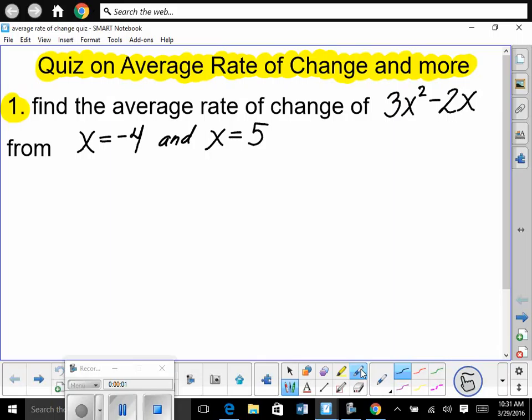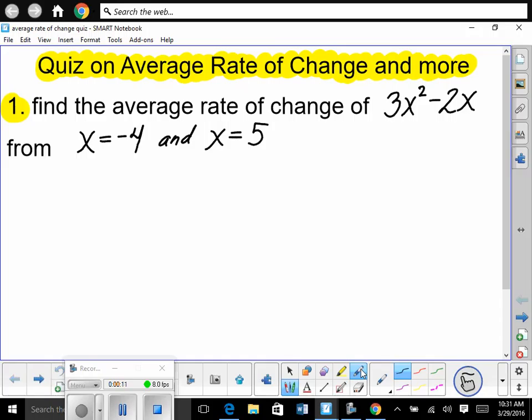Details. So, average rate of change and more. It wasn't all about average rate of change. For problem number 1 on the quiz, it says, find the average rate of change of this function, 3x squared minus 2x, on the interval from x is equal to -4 to x is equal to 5.